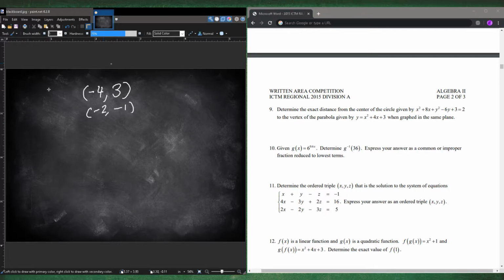Okay, so to find the distance, negative 4 to negative 2 is 2, so that's 2 squared. 3 to negative 1 is 4, so that's 4 squared. That's 4, and that's 16, so that's 20. So take the square root, that's our distance, and that is 2 square root 5, and that's your answer.